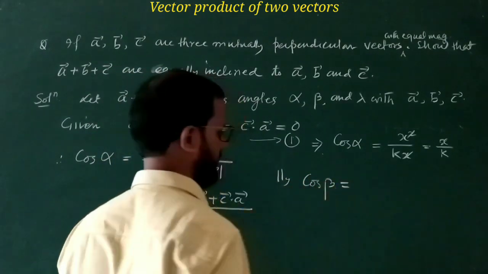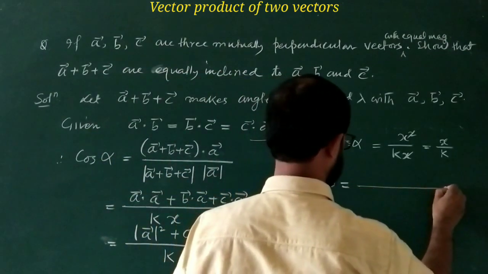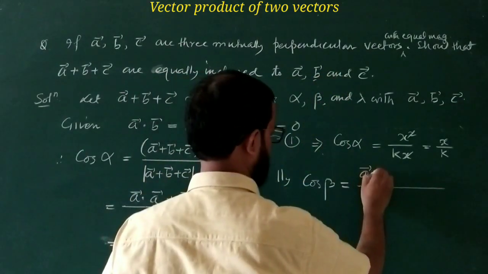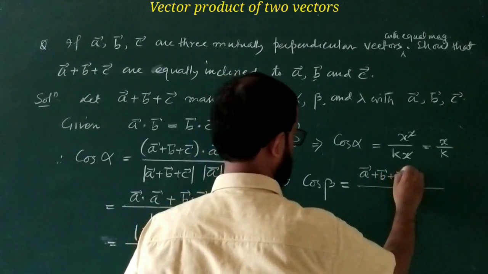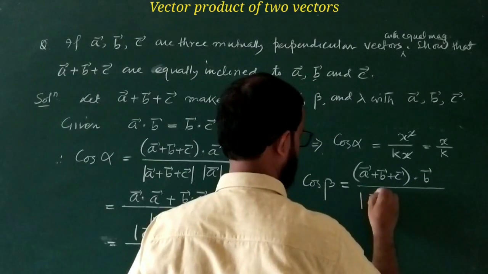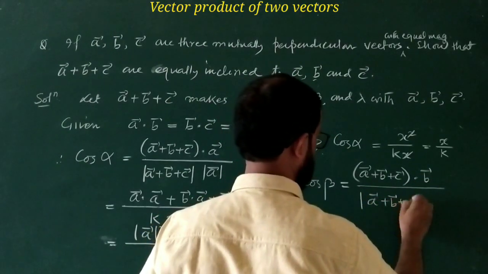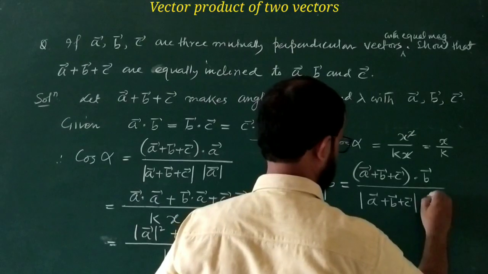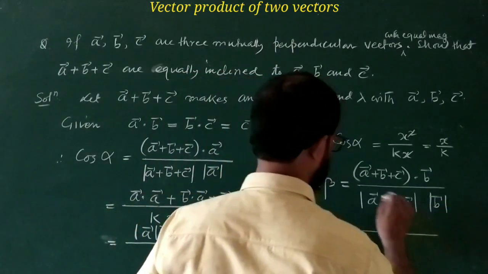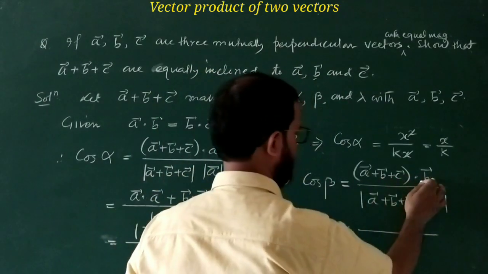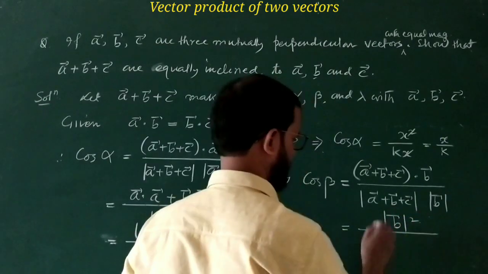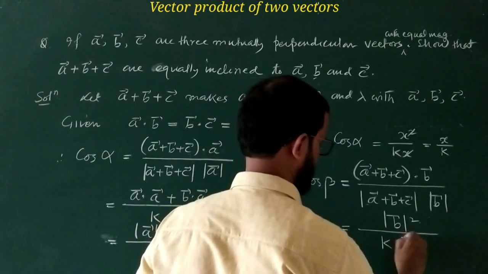Cos beta is the angle between what? A vector plus b vector plus c vector and b vector. Okay. तो फॉर्मूला क्या होगा? a vector plus b vector plus c vector dot b vector by magnitude of a vector plus b vector plus c vector into magnitude of b. ये सारी अगर कैलकुलेशन करें तो a डॉट बी 0 होगा, b डॉट बी मैग्नीट्यूड ऑफ b होल स्क्वायर होगा, and it will be k, it is magnitude of b.